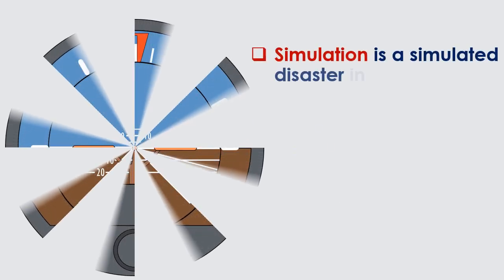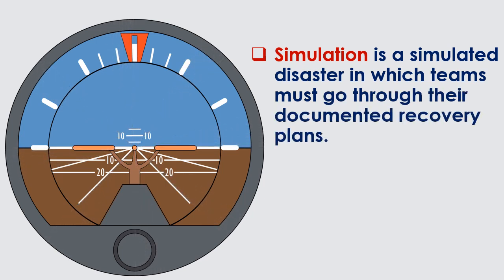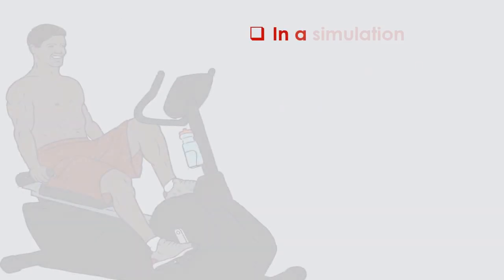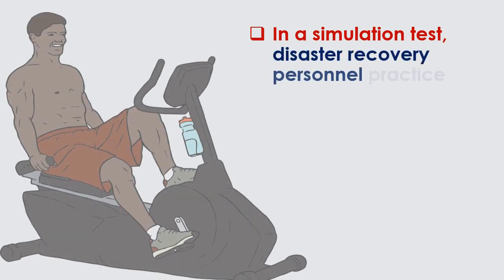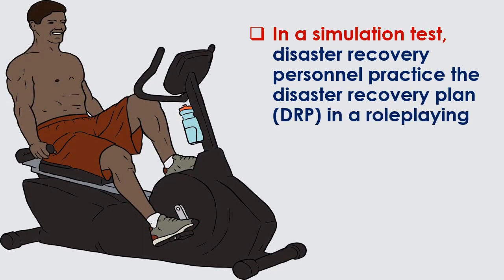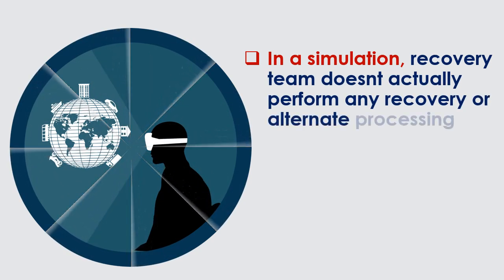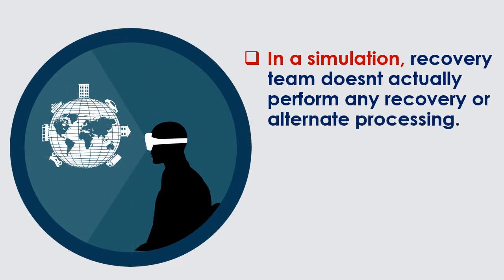Simulation is a simulated disaster in which teams must go through their documented recovery plans. In a simulation test, disaster recovery personnel practice the disaster recovery plan, DRP, in a role-playing scenario. In a simulation, the recovery team doesn't actually perform any recovery or alternate processing.